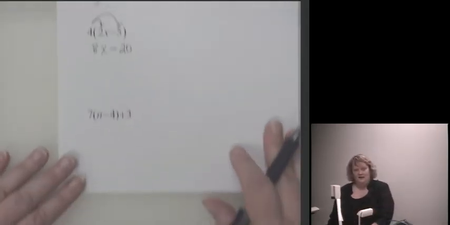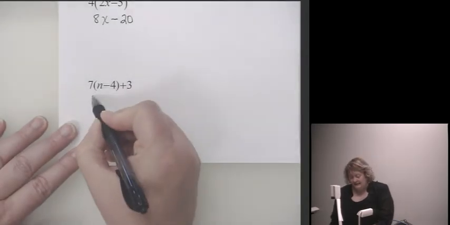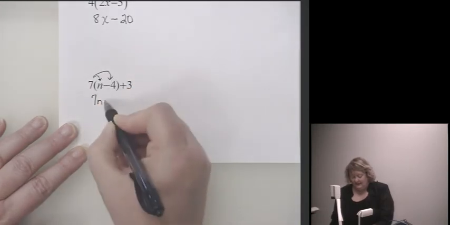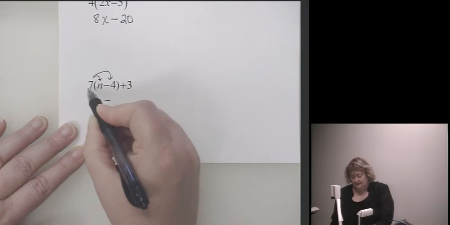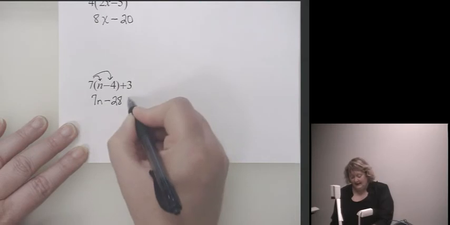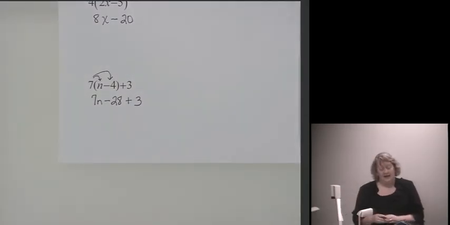Okay, now let's look at this one right here. 7 times n is 7n. Bring down the subtract. 7 times 4 is 28. Bring down the plus 3. Notice the 3 did not get multiplied.